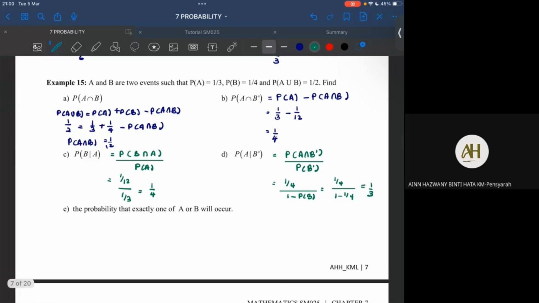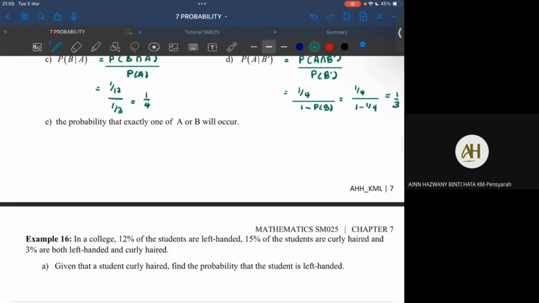Okay, soalan E. Probability that exactly one of A or B will occur. Macam mana pula ni? Fikir dulu. Kita bagi masa, kamu fikir. Exactly one of A or B will occur.